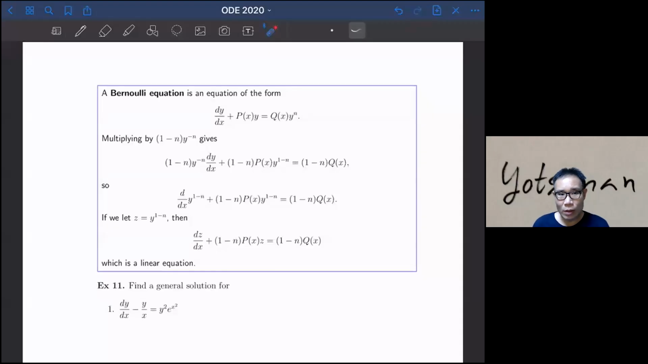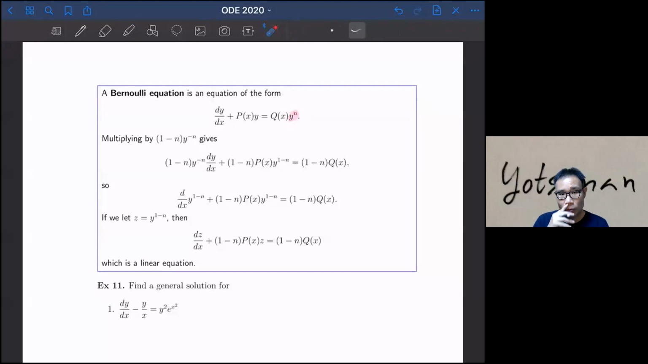The next type of differential equation that we're going to study is called the Bernoulli equation. The Bernoulli equation looks like a linear equation. However, if you look at the form of the Bernoulli equation, you have y to the n multiplied by Q(x). If this term disappears, it turns out to be just the linear equation that we have seen before.